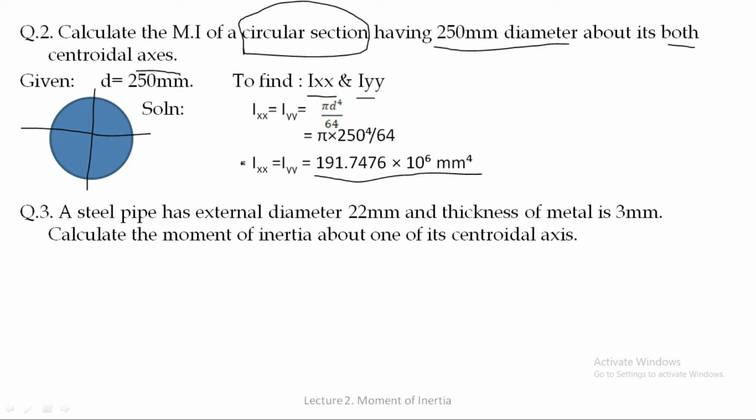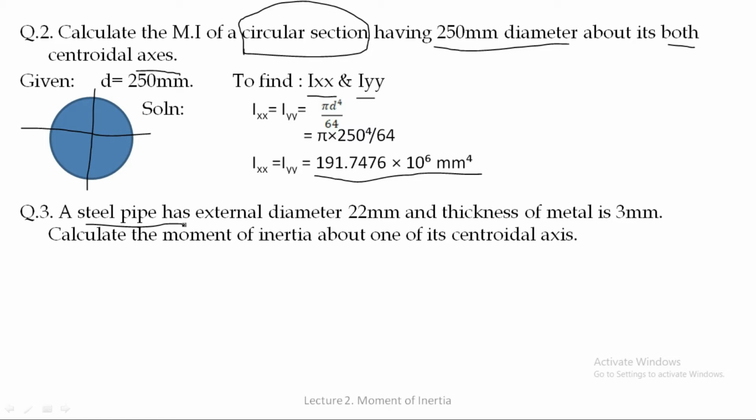Now I'm going to the third question. So what is the third question? A steel pipe has external diameter 22 mm and thickness of metal is 3 mm. Calculate the moment of inertia about one of its centroidal axis.